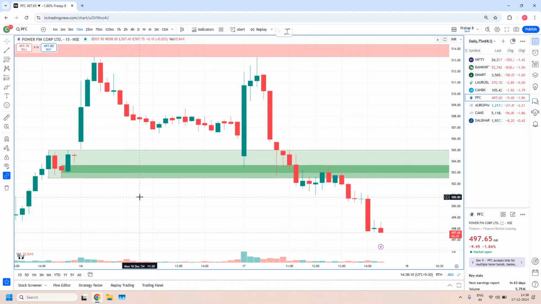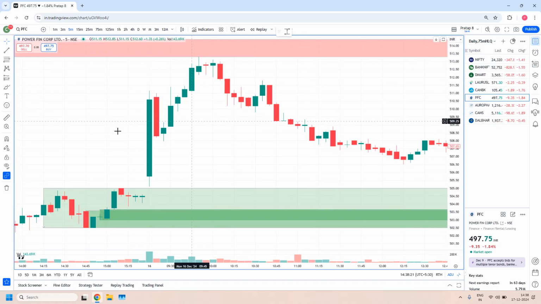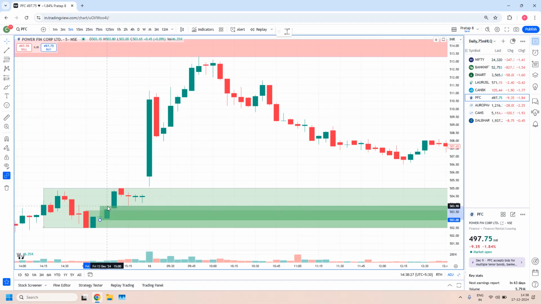So if you had listened to that video, today you would have exactly planned how I fine-tuned this zone. Okay, drop base rally. This one again I fine-tuned with this rally base rally. Type 2 proximal entry. You can also draw type 1 proximal entry.